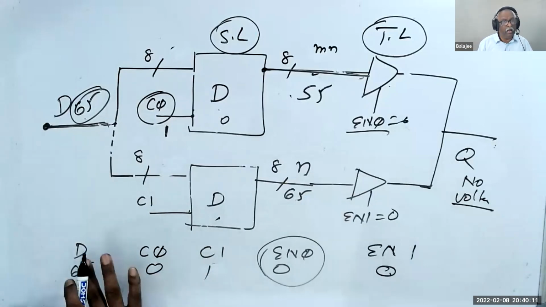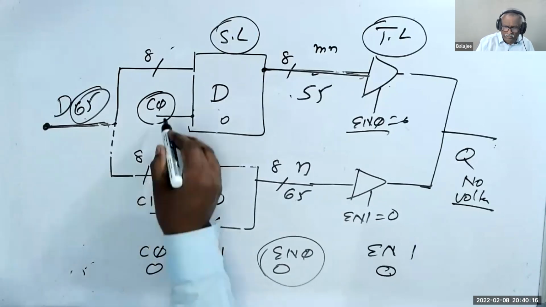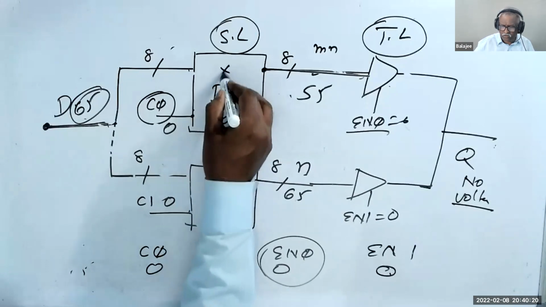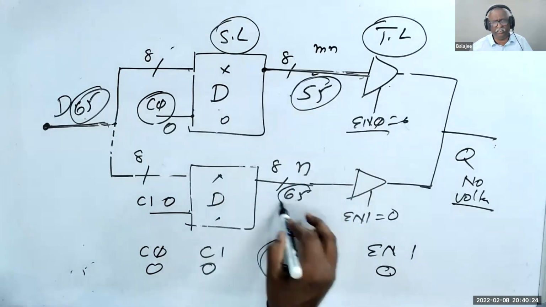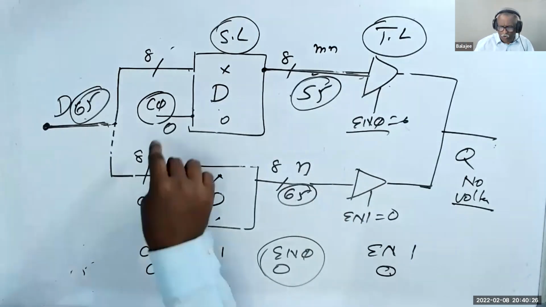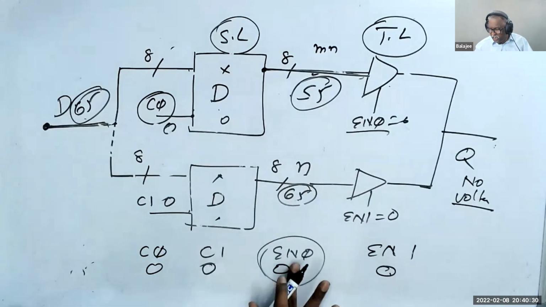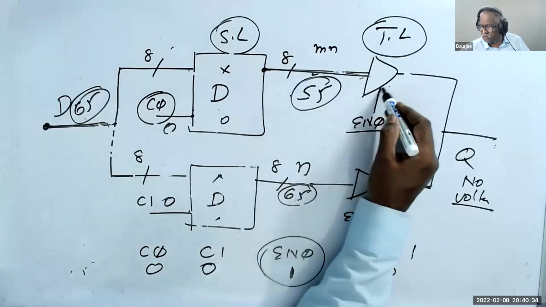Now I make both of them 0. Since both are 0, the D will not get in. So the 55 will be there, 65 there as such, because C is 0. It retains. This is sequential logic. Now, if you make enable 0 as a 1, that data will come out.